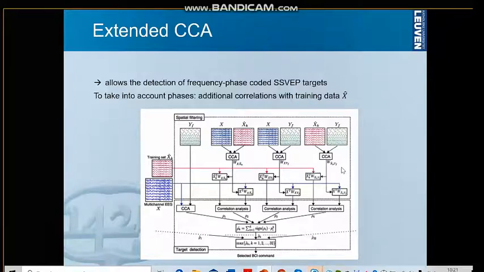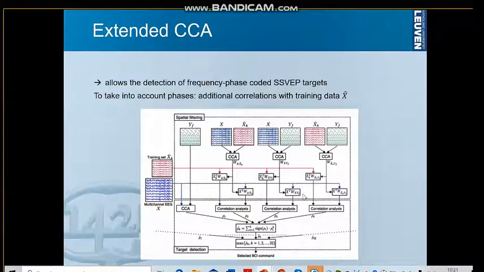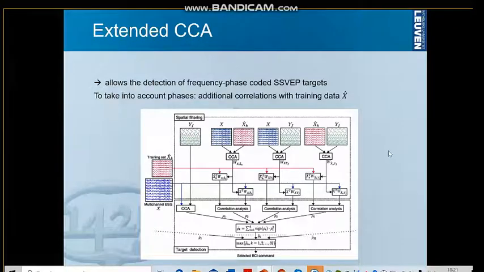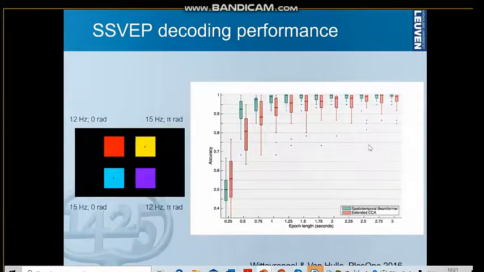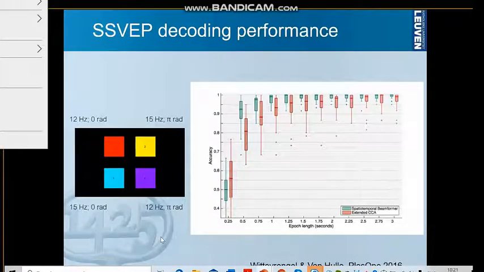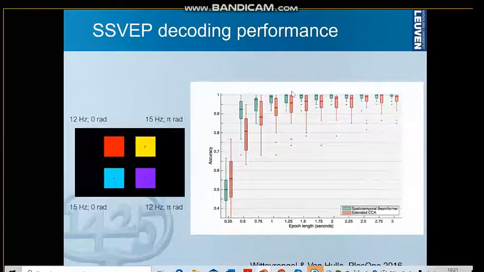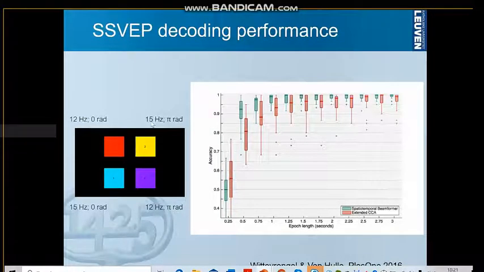Complicated solution. I think you agree with me there that to extract the phase as well, the model becomes really complicated with a lot of parameters and additional correlations to be trained. But what is it then in terms of performance? We did that exercise with the extended, so the complicated solution, and our spatial temporal beamformer to extract not only the frequencies but also the phases.